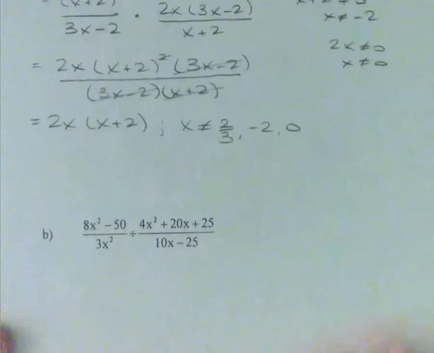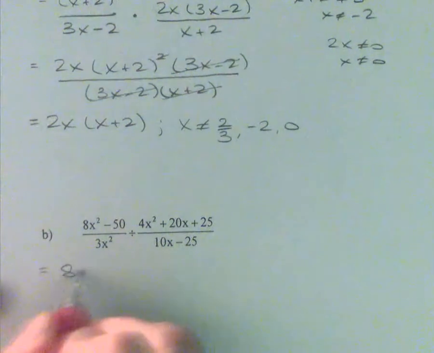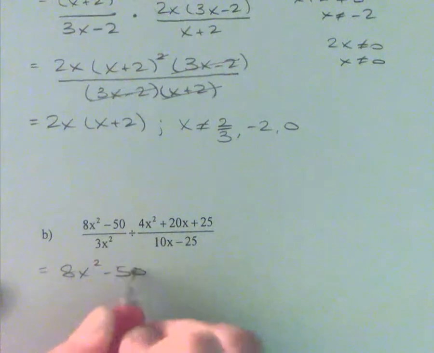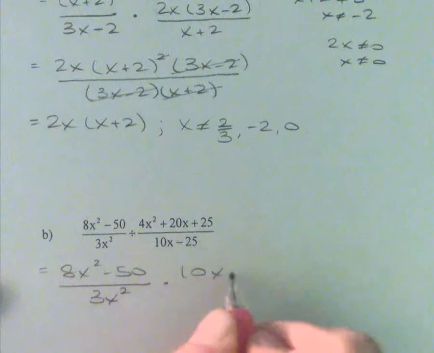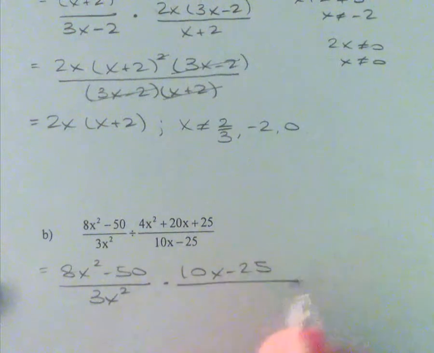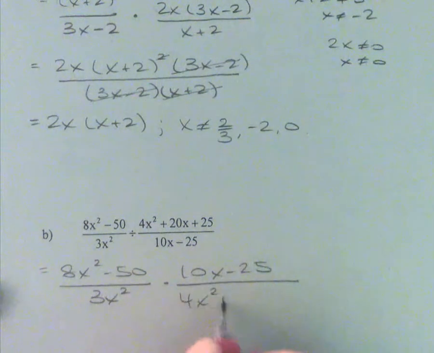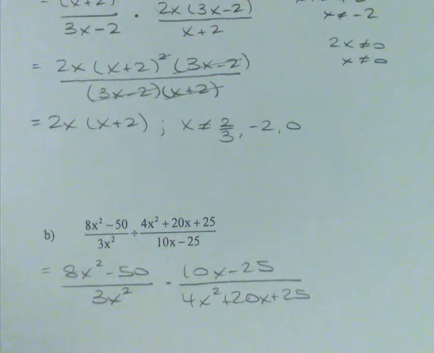Okay, if we look at this next one, we need to invert and multiply. So I have 8x squared minus 50 all over 3x squared, and I'm going to multiply that and invert the other one. I look to see is it factored so that I can multiply top times top and bottom times bottom. It is not factored, so it means I need to factor it.